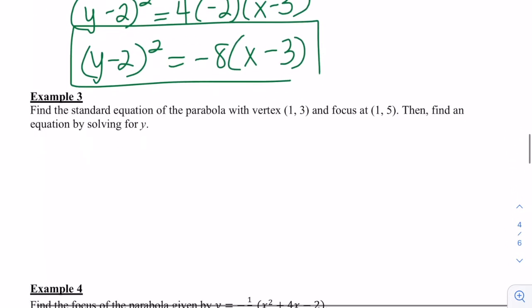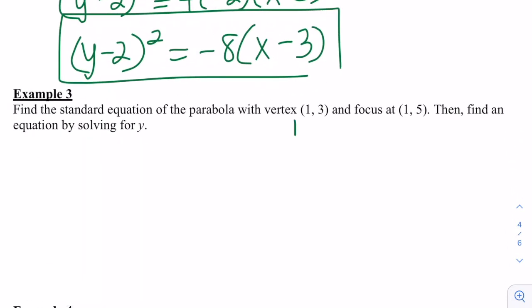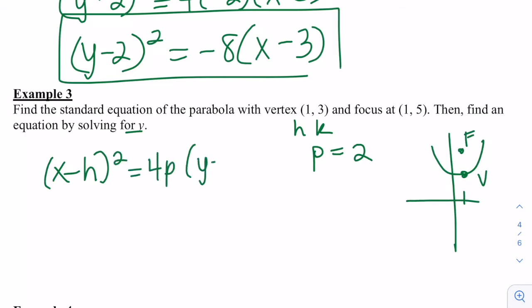Now we want to find the equation of a parabola with a vertex at (1, 3) and a focus at (1, 5). So this parabola will be opening up. Here's (1, 3) and (1, 5) is up here. And our p-value, again, will be 2. So we're going to solve this for y. So we have the equation (x minus h) squared equals 4p times (y minus k).